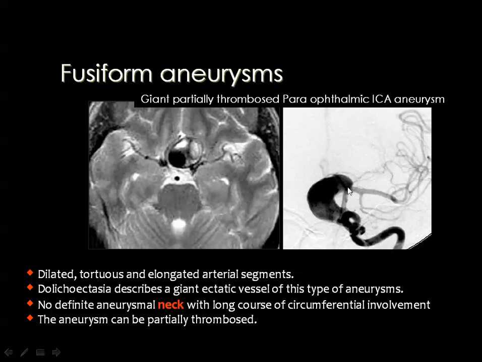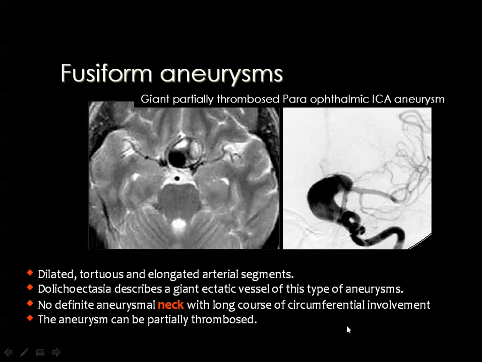Then the second type of aneurysms is the fusiform aneurysm, and this aneurysm has no neck, and this is just the fusiform dilatation of the vessel, and is nicely demonstrated by angiography. Then you can see here by the DSA angiogram the fusiform aneurysm of the distal part of the internal carotid artery, as you can see here.